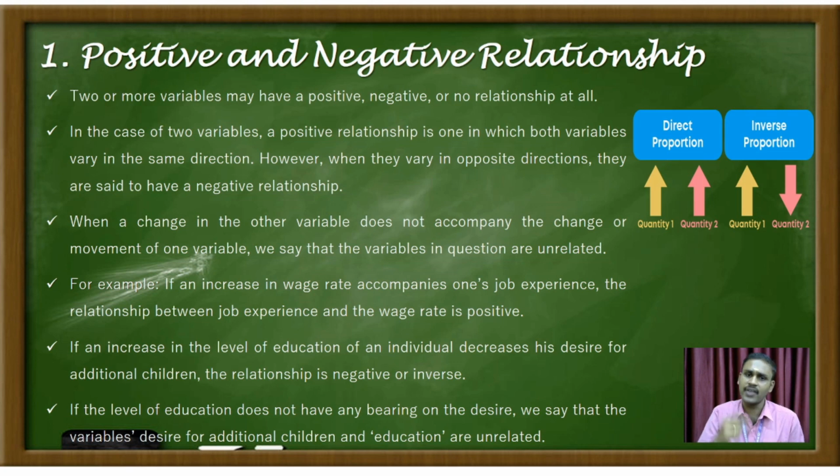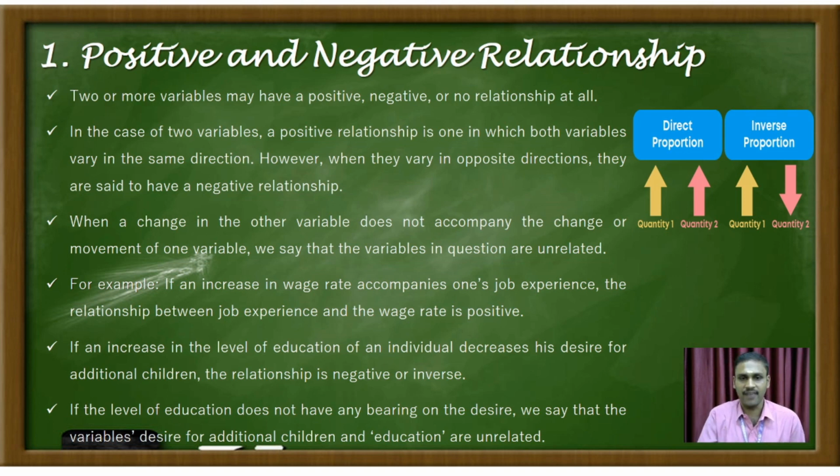When a change in one variable is not accompanied by a change or movement in the other variable, the variables in question are unrelated. For example, if an increase in the wage rate accompanies an increase in job experience, the relationship between job experience and wage rate is positive. For example, if a person is working in a company for more than 10 years, the person earns some 50,000 or 60,000. If a person has worked the same job for 1 year, the person might get 20,000 or 30,000. So the age and the experience have a huge impact, a positive relationship.